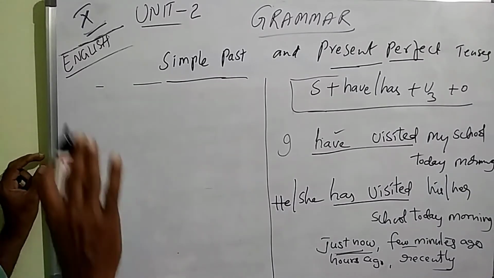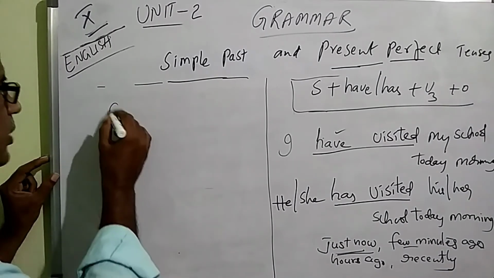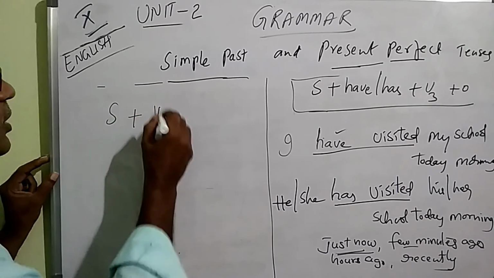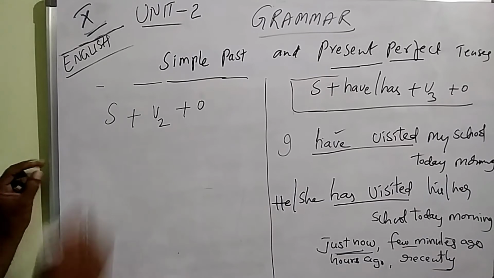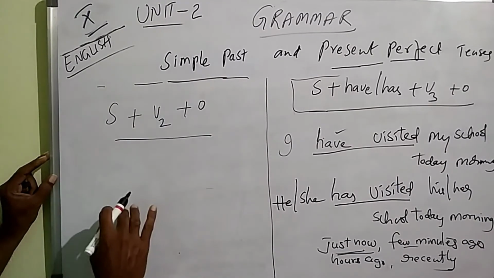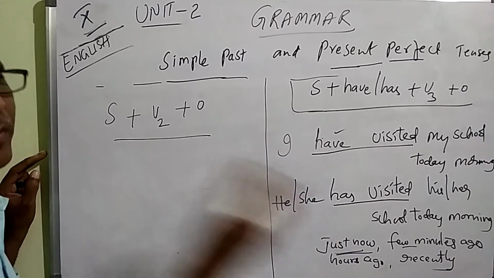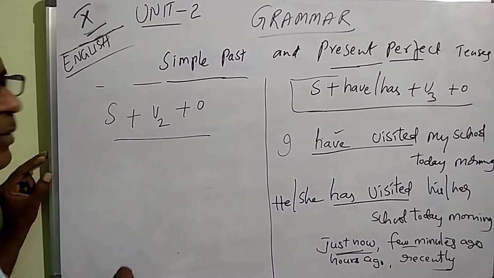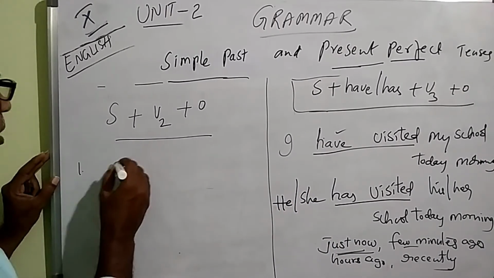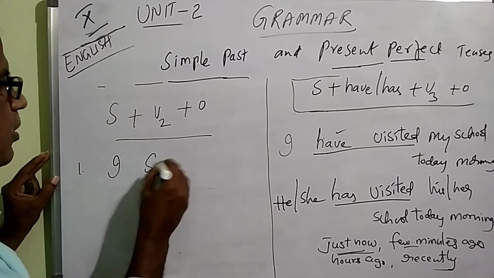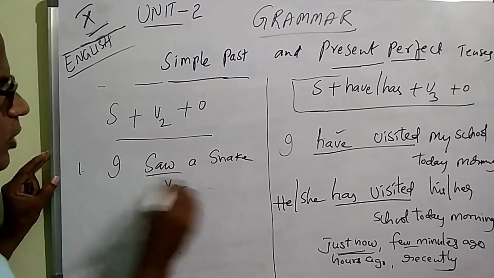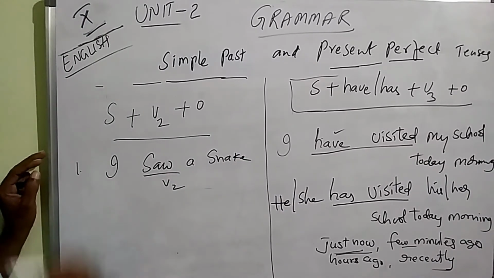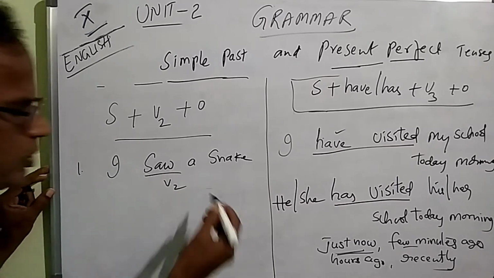For this simple past tense, you must have a structure: subject, verb 2, that is the simple past, and object. According to that, for all subjects we have to use the past form of the verb, that is, the simple past of the verb. For example, you see: I saw a snake is given here. Saw is the V2 here. See, saw, seen. So the past form of the verb is used here. I saw a snake yesterday.